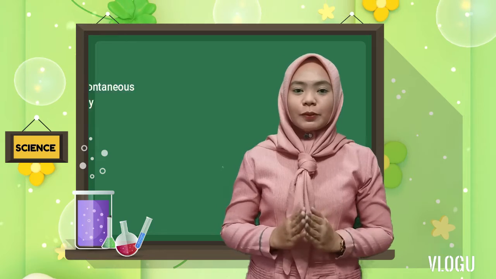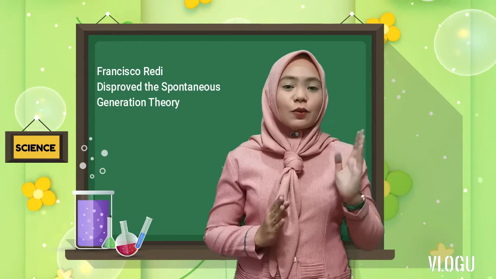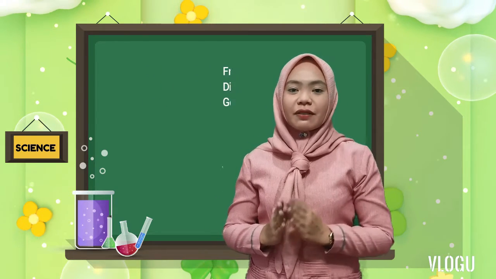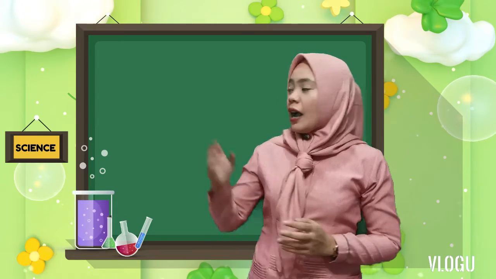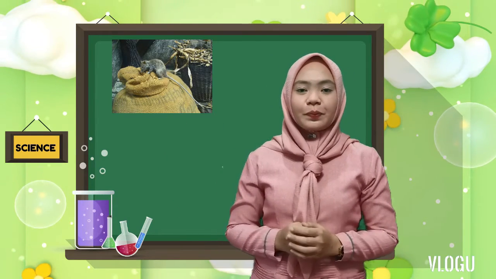Next in line is Francisco Redi. He disproved the spontaneous generation theory. This theory is widely accepted way back then. Spontaneous generation theory states that life comes from non-life. For example, a rat comes from a sewage or a garbage.